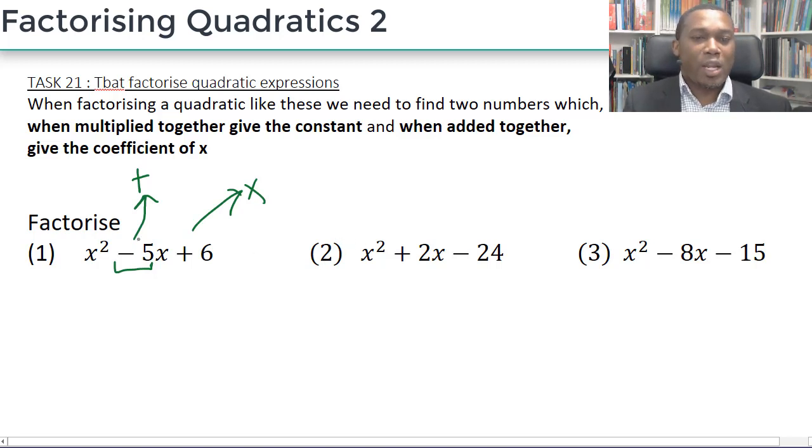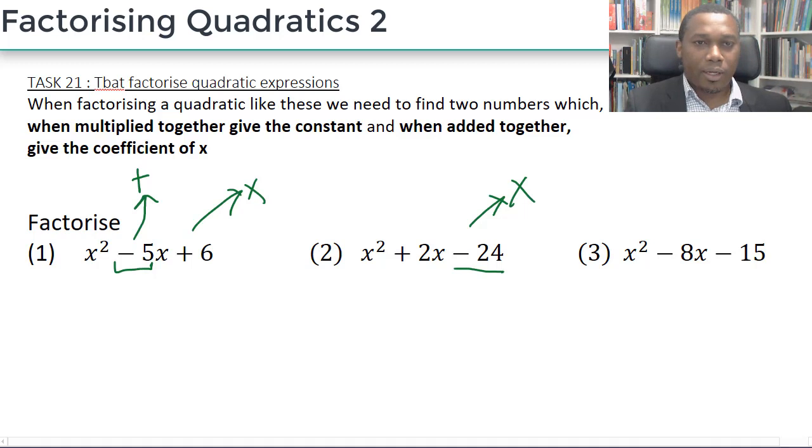You have this situation where the negative number is in front of x, so the coefficient of x is negative. You have the situation here where the constant could be the negative number. So how do I get negative 24 when I multiply? But when I add, I get a positive 2. How do I pull that off?